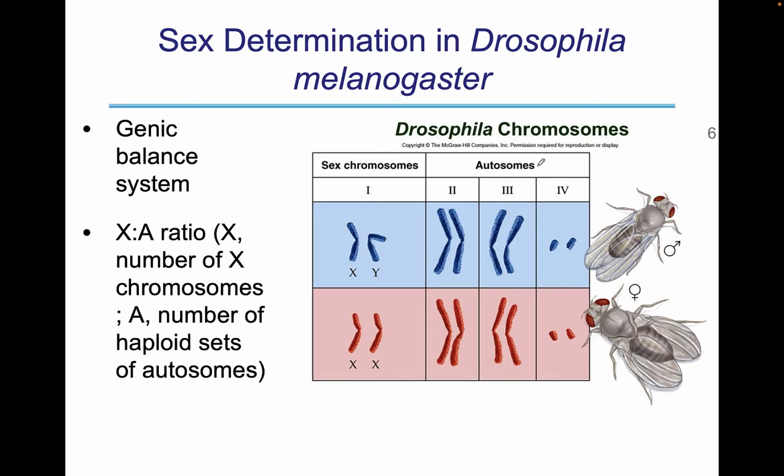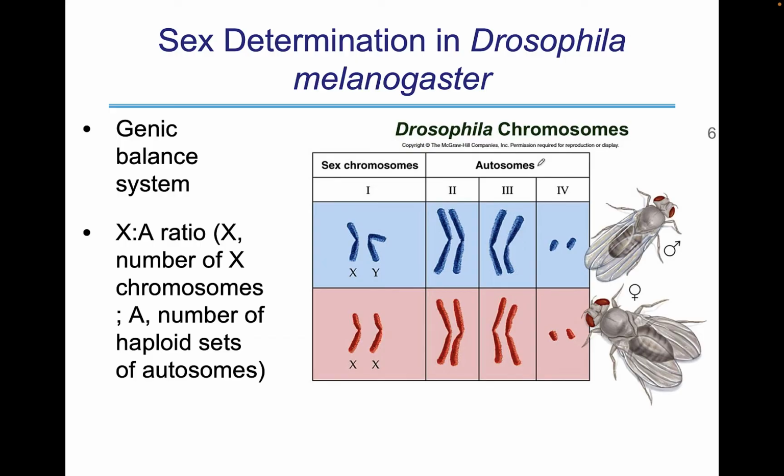Now, briefly looking at sex determination in fruit flies. The fruit fly has 8 chromosomes: 3 pairs of autosomes, and 1 pair of what we call sex chromosomes. When it comes to what we call the genic balance system, it's referring to having a balance between the ratio of X and A, the number of X chromosomes to the actual haploid sets of autosomes.